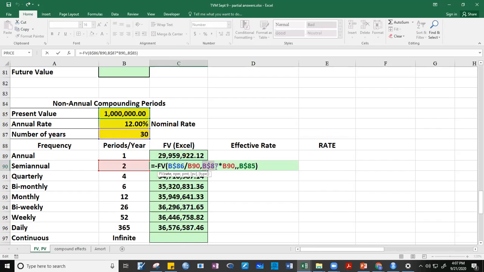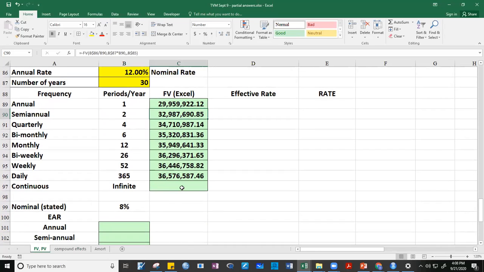As for this one, it's not 30 but rather 60. F9 again: 60. Okay, Angela? Yes, sir. Alright. Control Enter. So you see, once the compounding frequency increases, the future value really increases, because the compounding is greater.